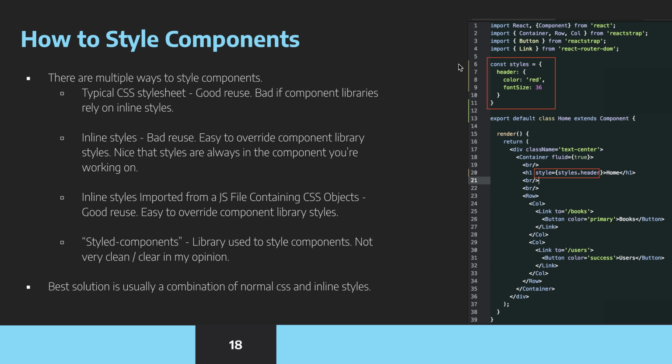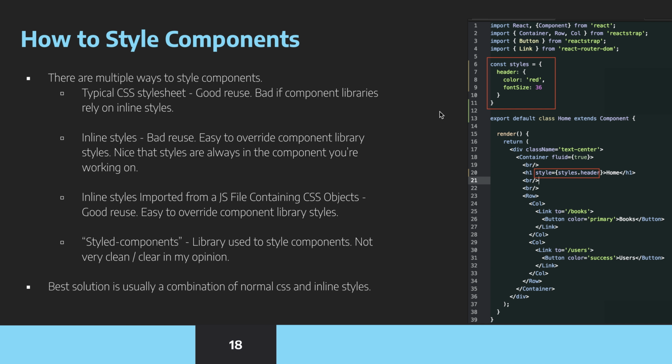So I export a const at line 6 called styles, and that has a style for the header. And then on line 20, you say style equals, and then I call that styles object, and then I call header, and then that's basically going to drop in the styles that I want applied to that h1 tag. So that's an example of just an inline style.